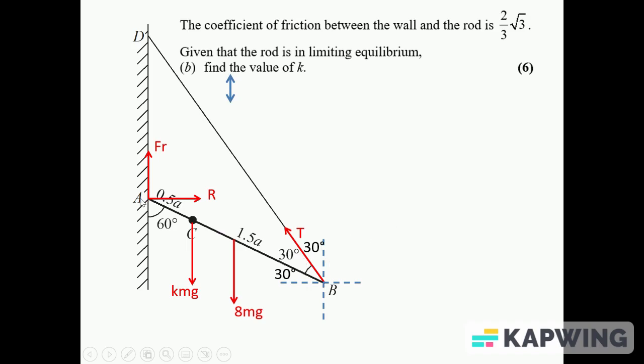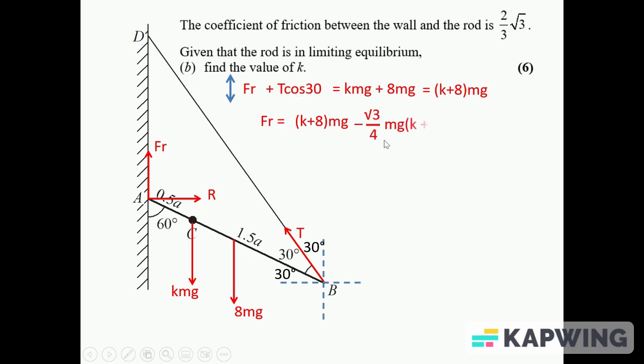Looking at the vertical forces, the friction's acting upwards. So is the component of the tension, which is T cos 30. And then acting down, we've got the kmg and the 8mg, or (k plus 8)mg. I'm going to simplify this. The T cos 30, I'll take over to the other side and write as T times root 3 over 2. The T was root 3 over 4 mg (k plus 16).